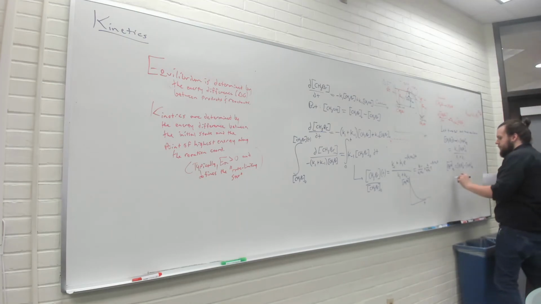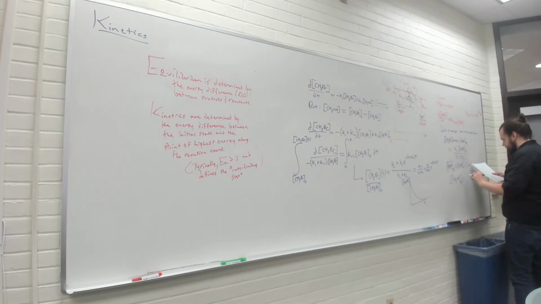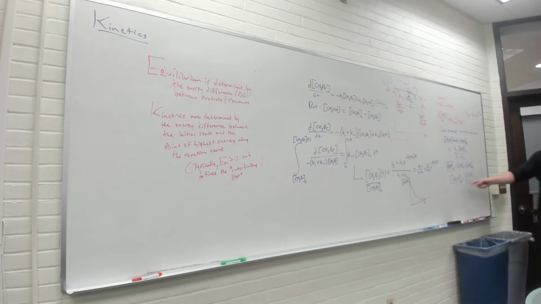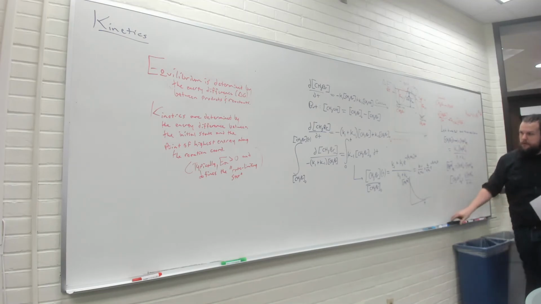Which means that CH3OH EQ is equal to the forward rate times the initial concentration of bromine divided by the sum of the rates. Okay, so we have an equation for the concentration of methanol at equilibrium, one for the concentration of bromine at equilibrium.